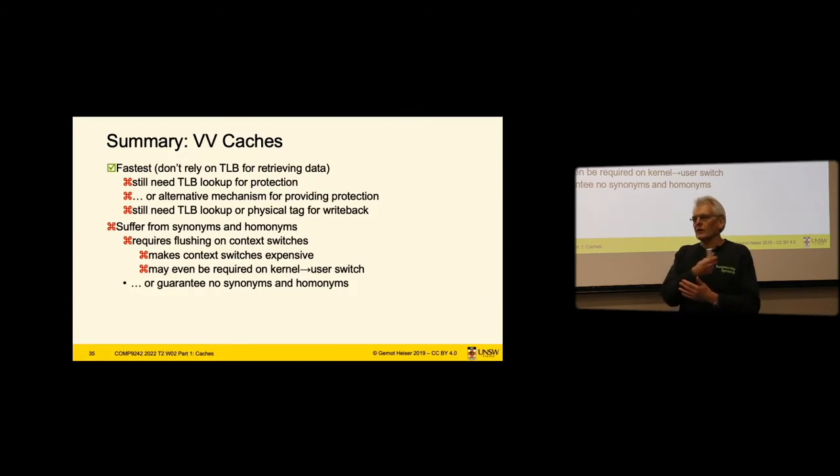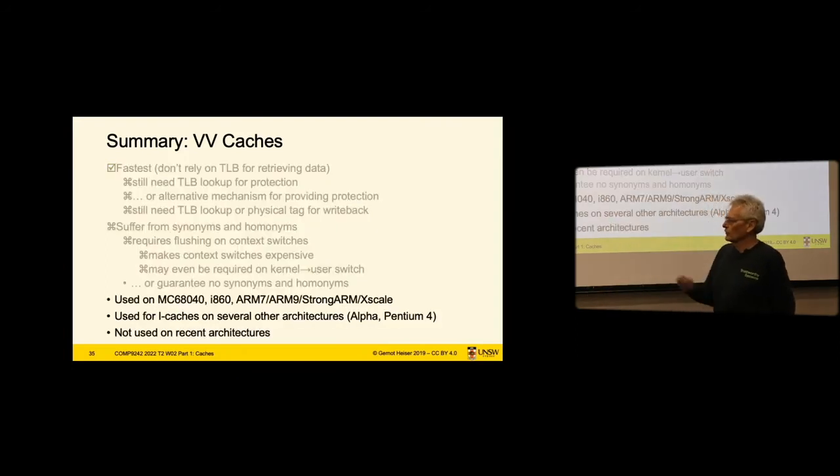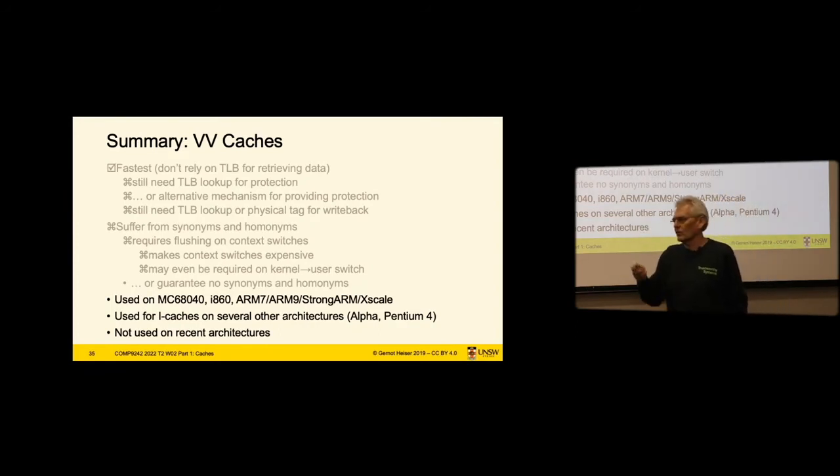These days, everything else has at least two levels of caches, and therefore architects can afford to keep the first level small enough that it only has one color, and this problem all goes away. So this is what you have to deal with these days, typically, or use the ARM trick of enforcing synonym detection.